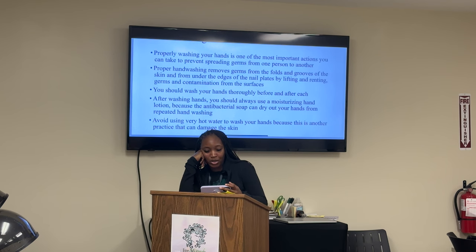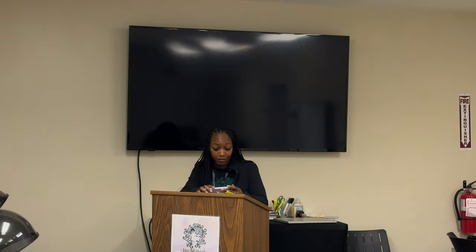After washing hands, you should always use a moisturizing hand lotion, because the antibacterial soap can dry out your hands from repeated hand washing. Avoid using hot water to wash your hands, because this is another practice that can damage your skin. That's it.